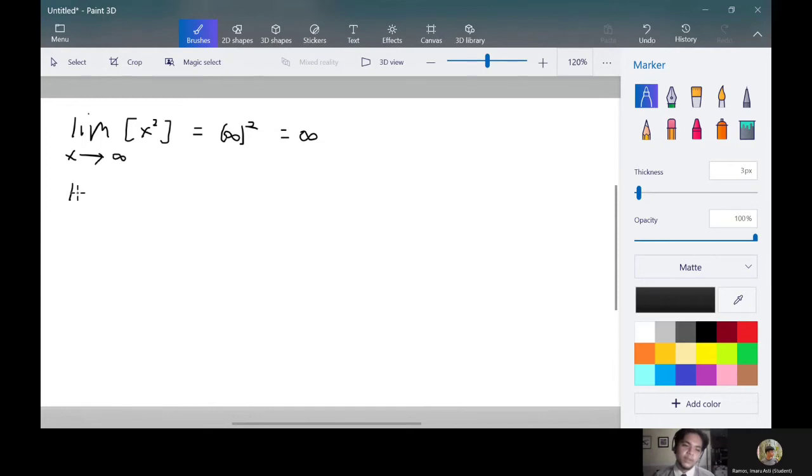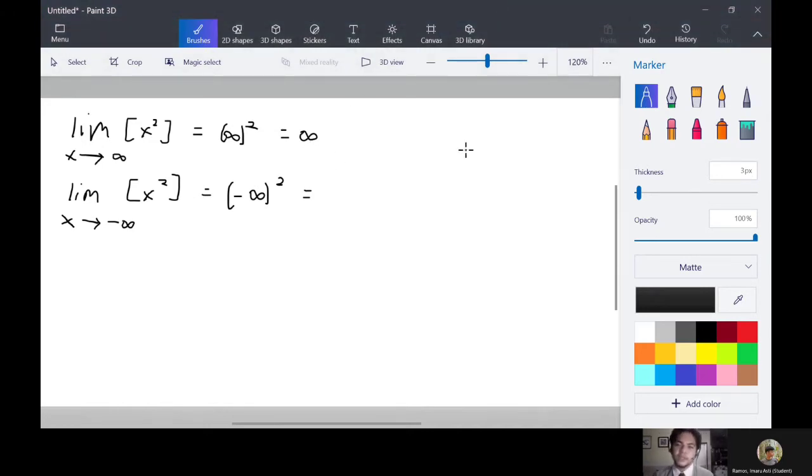Next, for the next example, the limit of x squared as x approaches negative infinity. So we're just going to change the value of x as the quantity of negative infinity raised to 2. In the rule of exponents, if we multiply a negative value by itself, it will change from negative into positive. So negative infinity times negative infinity, or negative infinity raised to 2, is equal to positive infinity.